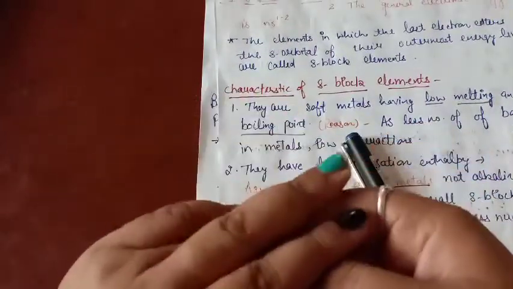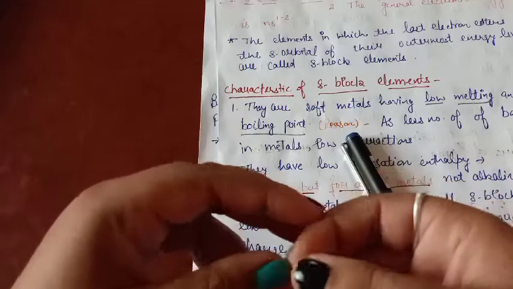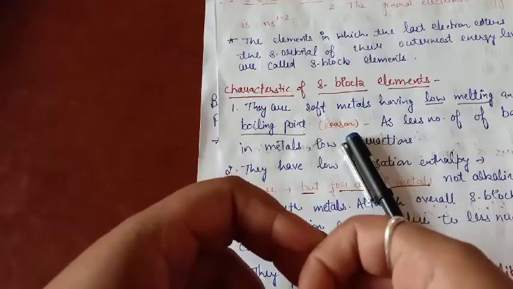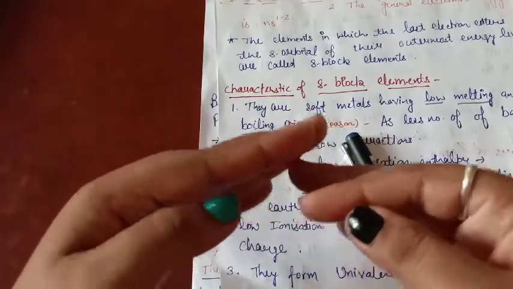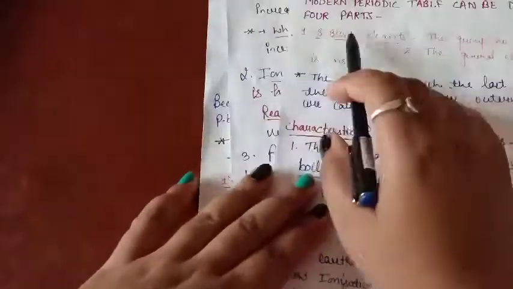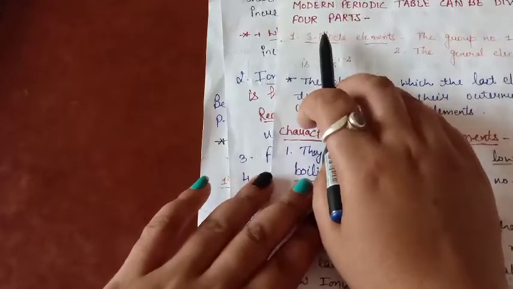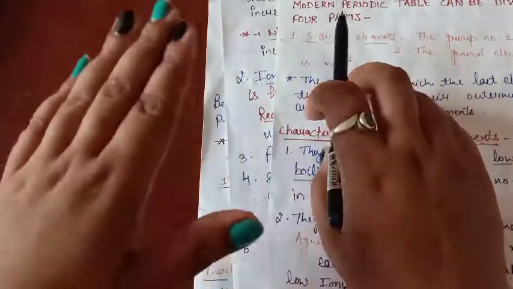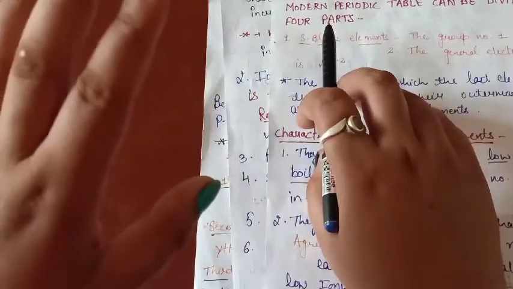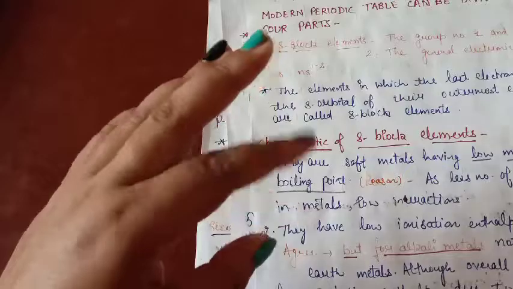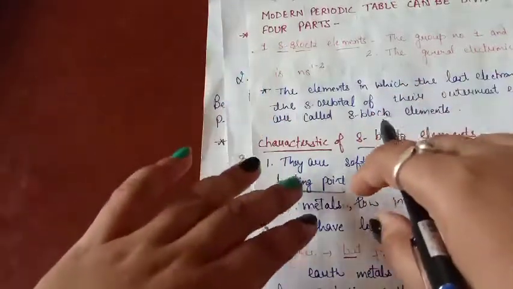Before starting with the characteristics, you already know that we are having some metals in the periodic table. I am not saying here that all the metals are confined to S block only. I am repeating again, I am not saying that all the metals are confined to S block. Some are part of the D block, and we are having metalloids also. Those are part of the P block. We are going to discuss that further.